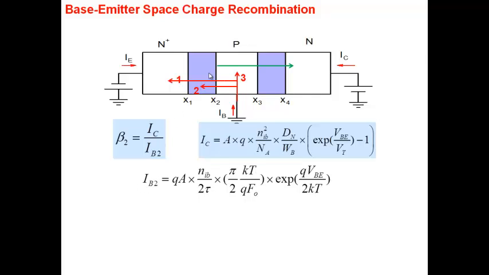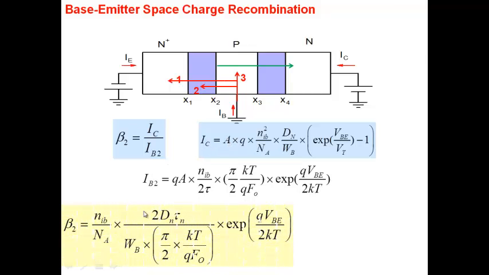And the same expression we'll use over here to calculate the base current. It's a little bit complicated expression, conceptually simple, but there are several terms here. So one can take the ratio and get an expression for current gain due to component number 2.